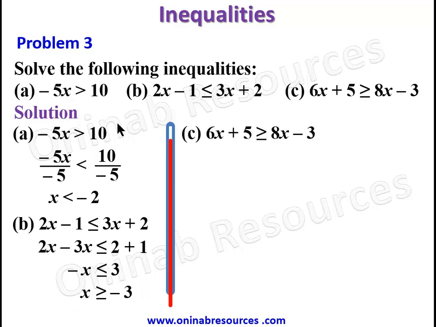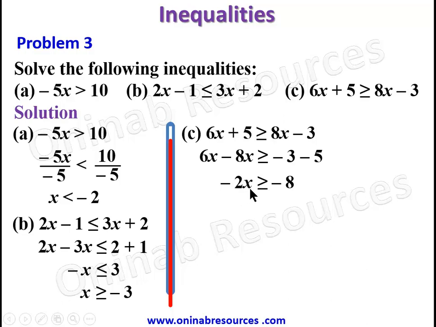For problem 3c, we have 6x plus 5 greater than or equal to 8x minus 3. So collecting the like terms again, we retain 6x on the left hand side and bring this 8x to the left hand side, which becomes minus 8x greater than or equal to, we keep the negative 3 and move this positive 5 to the right hand side, which becomes negative 5. 6x minus 8x gives negative 2x greater than or equal to negative 8. Negative 3 minus 5 gives negative 8.